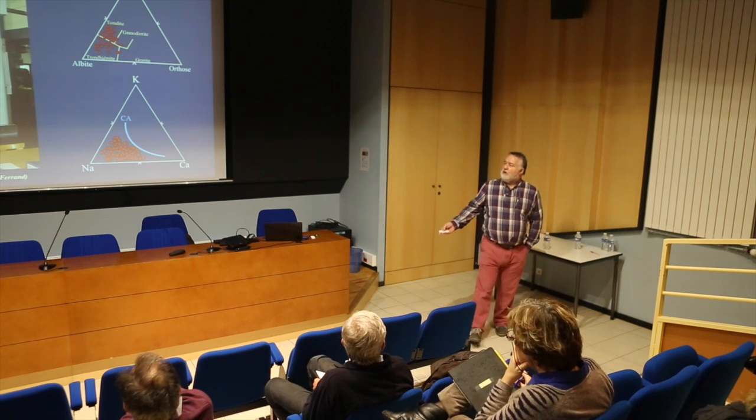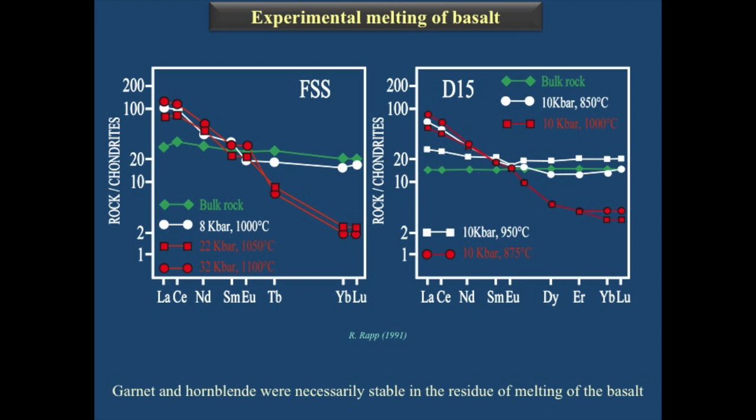And something maybe more interesting. When we look at rare earths, here are the composition of the sources, here and here. If melting takes place without garnet in the residue, the liquids are rich in light rare earths, but they are not impoverished in heavy rare earths. And it is only when garnet is stable in the residue of melting that we obtain this kind of patterns. These are similar to TTG1.